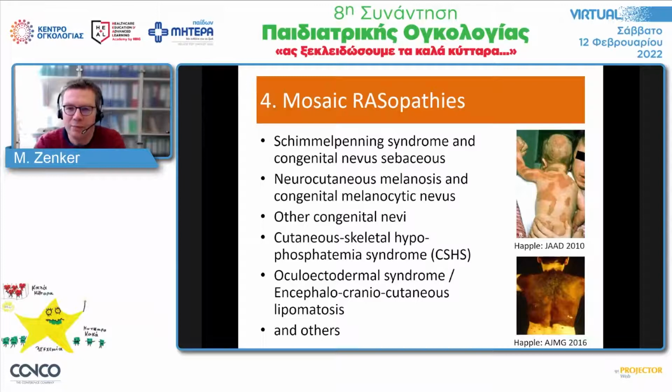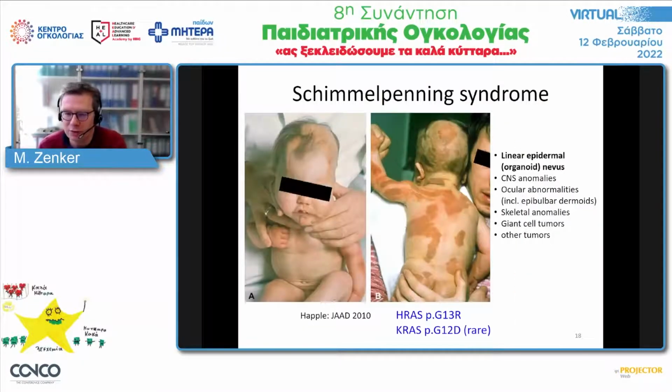The fourth category that has emerged after the 2015 years and is still not complete, I guess, is the category of mosaic Rasopathies, where mostly oncogenic mutations appear in a mosaicism in cutaneous and other cells. And these include mainly these neurocutaneous syndromes like Schimmelpenning, neurocutaneous melanosis, and other syndromes. And I will briefly show some pictures. So this is taken from a publication by Happle et al.